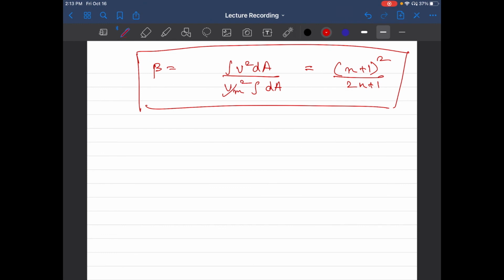In the next video, we are going to discuss one of the most important aspects of open channel flow, which is pressure distribution along gently and steep sloped channel sections.